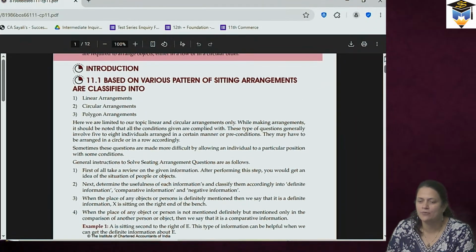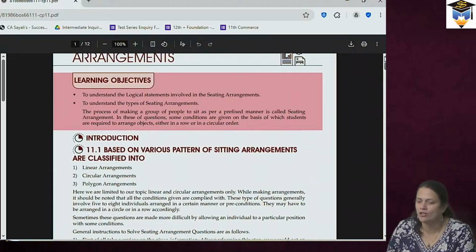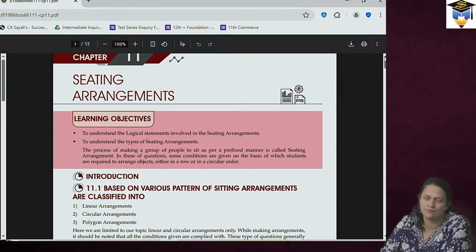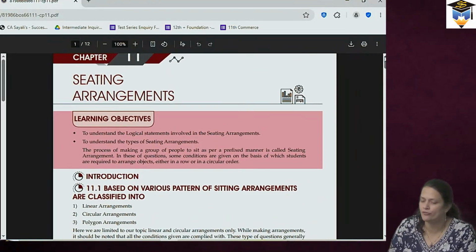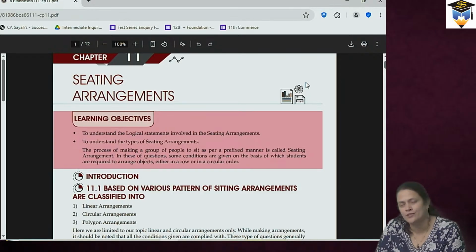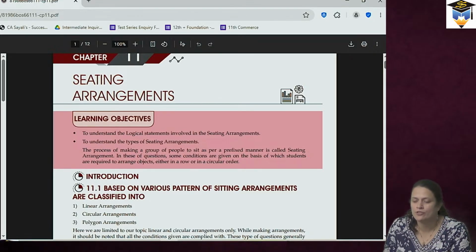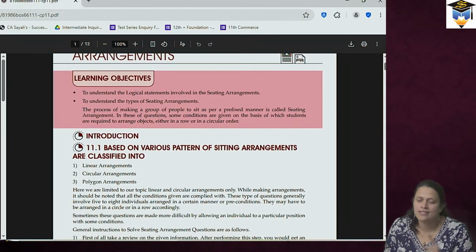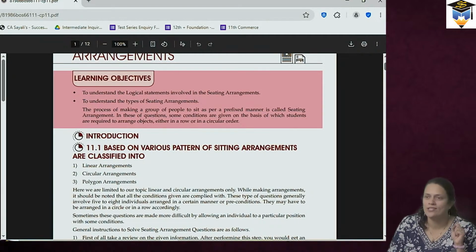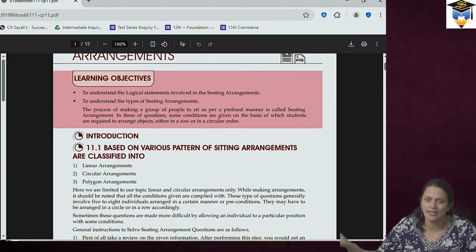Okay, now let us start with our new chapter, which is again for approximately 5 marks. Questions come from this chapter for approximately 5 marks. Seating arrangements. In seating arrangements, there are 3 types. First is the linear arrangement. What is the meaning of the term linear? Linear means in a straight line.